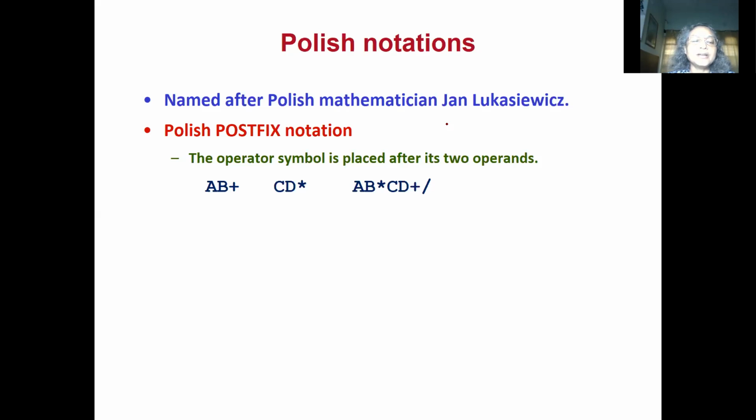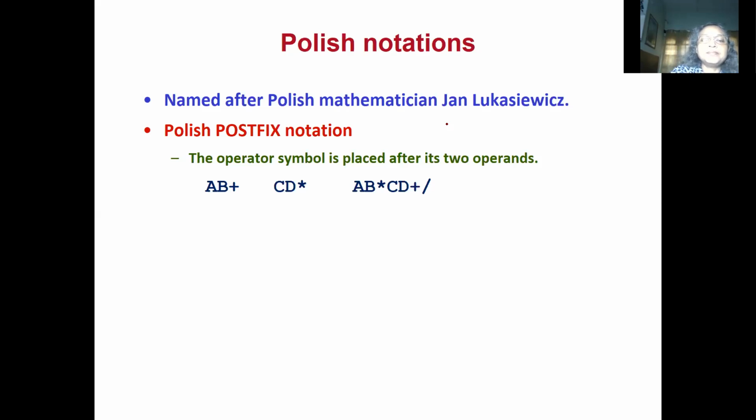So this is the Polish postfix notation. Now for the prefix notation, the operator comes first and then the operands. While in postfix you have AB plus, in prefix you will have plus AB.